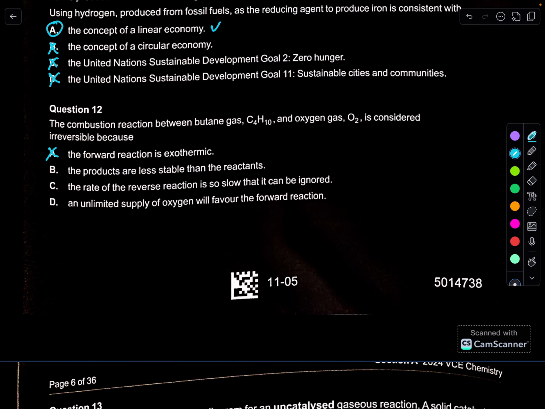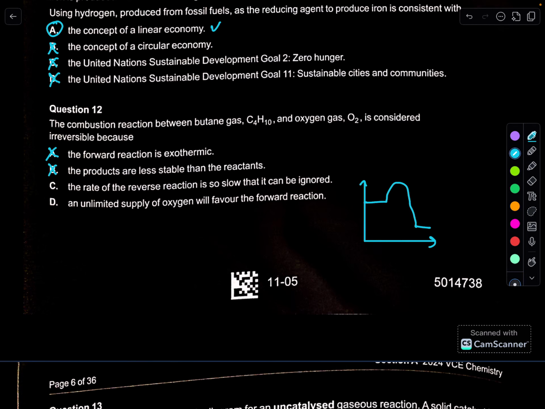B, the products are less stable than the reactants. Actually false. It's vice versa, because if you break it down, when it's a combustion reaction, the products, which are of course H2O and CO2, are more stable. We know they are more stable than their fuel, which is butane and oxygen gas, because they just want to react. So absolutely, this is false, because the products are actually more stable than the reactants.